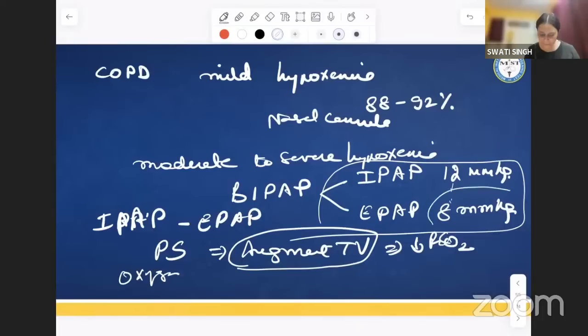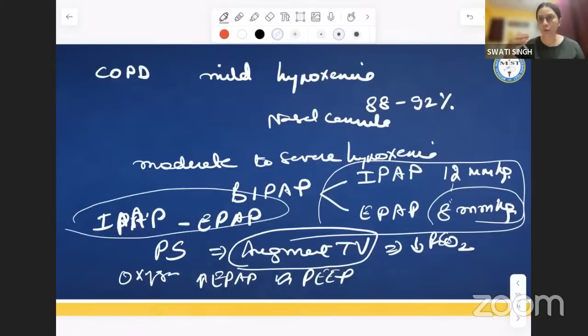If patient oxygenation is poor, then we increase EPAP only, because EPAP is what PEEP is for a ventilator. And what did PEEP do? It improved oxygenation. So EPAP here will improve oxygenation. And the gap between IPAP and EPAP would be the pressure support, which will augment ventilation. So I have told you one step further, the setting of the BiPAP machine.